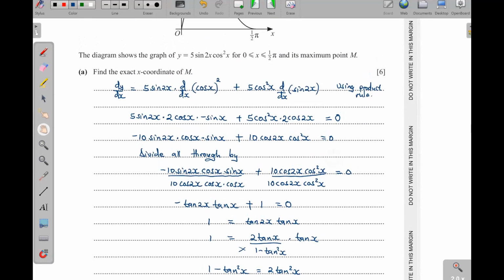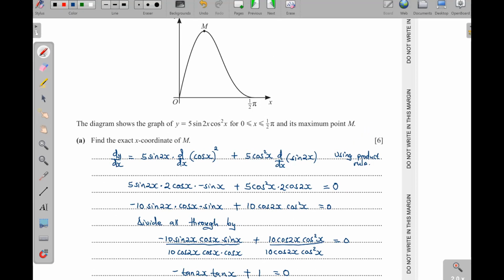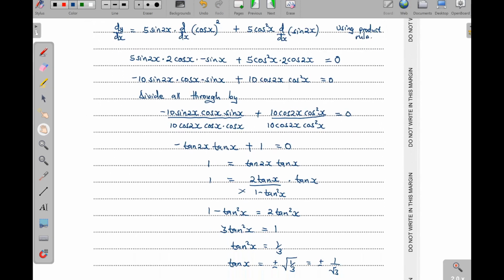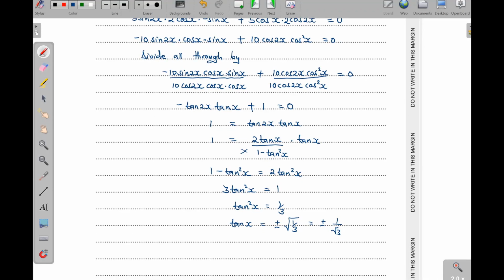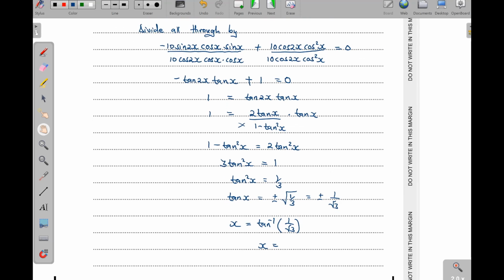Now here, when you look at this, the x coordinate we are supposed to get is less than 90. That is in the first quadrant. You see that? So if it is in the first quadrant where tan is positive, then I'm going to take the positive part. So what I'm going to have here, our x is going to be the arctan of 1 over root of 3. And this one gives you pi over 6, which is the 30 degrees, right? Pi over 6. But you give it in what? In radians.